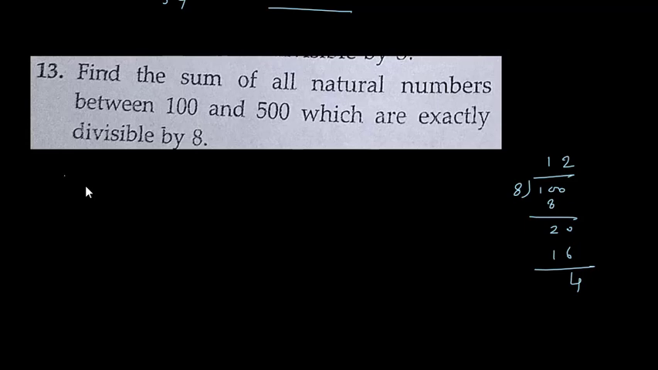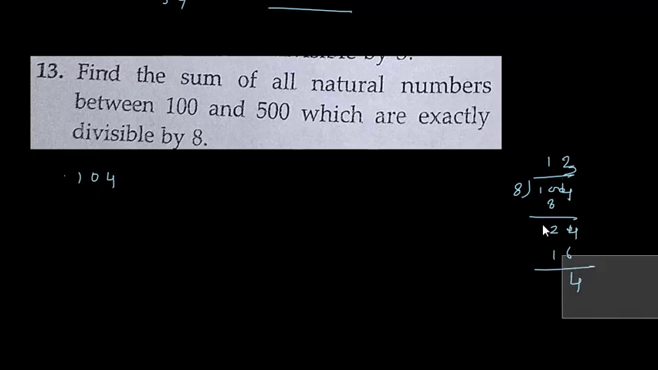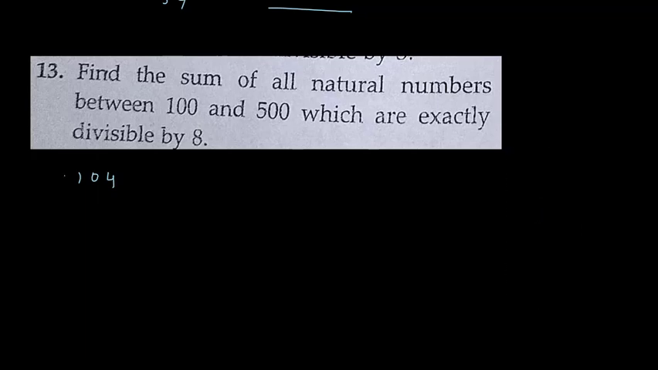96 plus 8 will give me 104. So that means my first number is 104. If it is 104, then 8 threes are 24. So 104 is the first number which is divisible by 8. Then the next number will be 112, and it will keep on going up to 500.